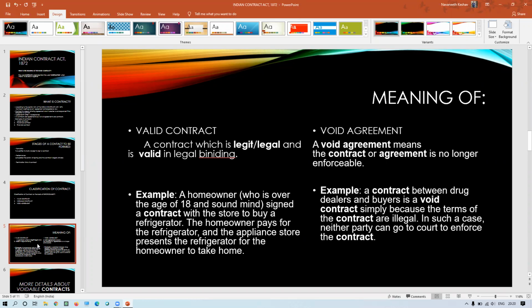For example, a homeowner who is over the age of 18. Why do we say over the age of 18? Because the law considers him a major. And of sound mind, because he knows what he is doing and is aware of it, which means, as I've already told, for a contract to happen both parties should be of sound mind and it should be out of free consent. He has signed a contract with a store to buy a refrigerator. So the house owner walks into a store and orders a refrigerator, pays for it, and the shopkeeper brings the refrigerator to his home. That means offer and acceptance.